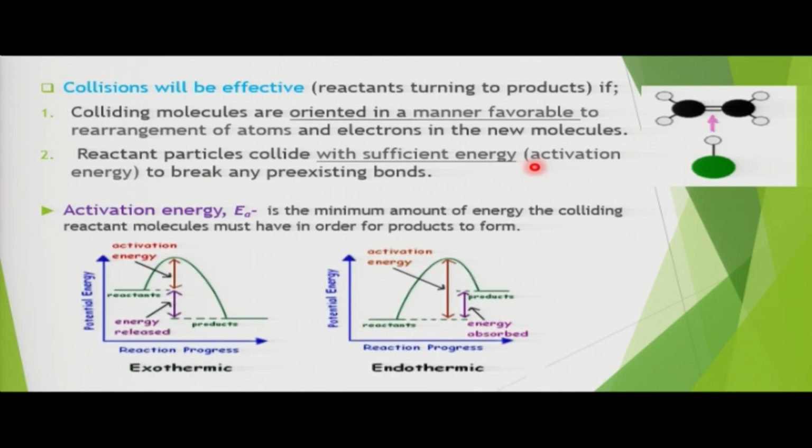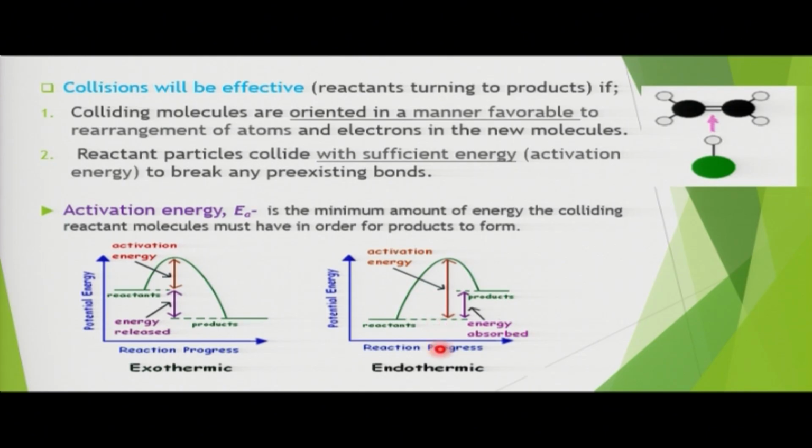When we talk of activation energy, it is the minimum amount of energy the colliding reactant molecules must have to form the product. If you have your reactants, they must have a certain potential energy along the reaction progress. For them to form products, this barrier, the activation energy, must be overcome. This is the energy which will help in breaking the pre-existing bonds, and then you form new bonds. Whether it is exothermic or endothermic, there is that barrier.